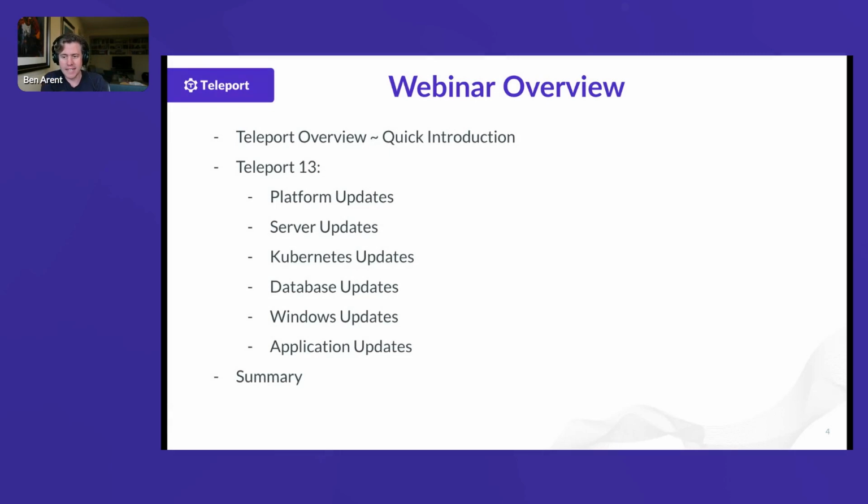So just an overview for today. I'm going to just do a quick Teleport overview. It's the small introduction to what this is. This won't be an introduction to Teleport webinar, but it'll be a great place to get started. And I've split the Teleport 13 webinar into 6 different stages. So we have updates of the platform being just the core services and the CLI tools that we have, server updates, such as accessing OpenSSH hosts and infrastructure servers, cloud servers, and hardware, Kubernetes updates, database, Windows, and application updates, and a quick summary at the end.